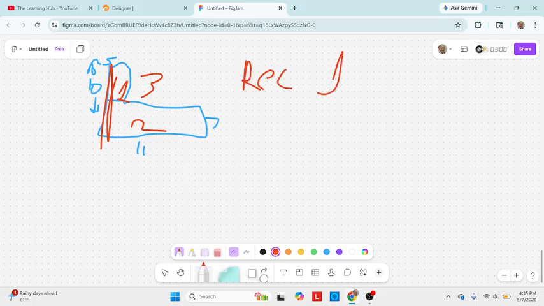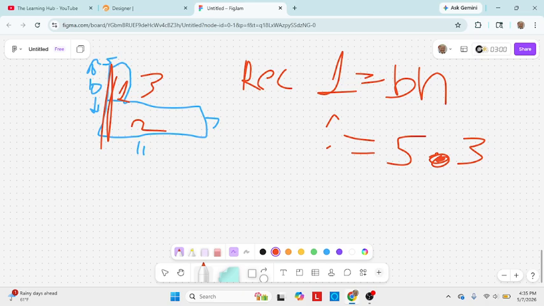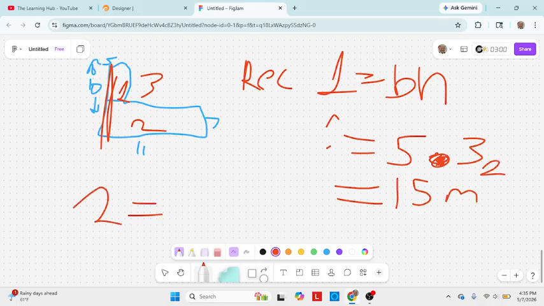So area of rectangle 1, we know the formula is base times height. So this is equal to base is 5 and height is 3, which is equal to 15, let's say, meters squared. And then rectangle 2 is equal to 11 times 7, which is equal to 77.